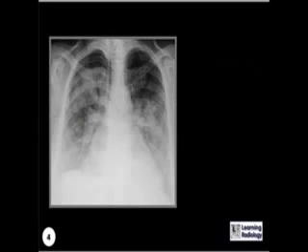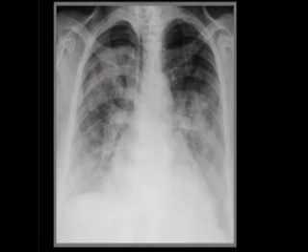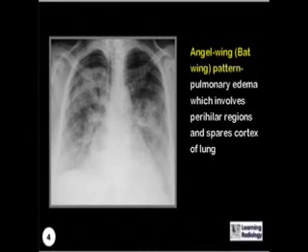What is the name of this pattern? This is an angel wing or bat wing pattern, which is characteristic of pulmonary edema, which tends to involve the perihilar regions and spare the cortices, the outer aspects of the lung.